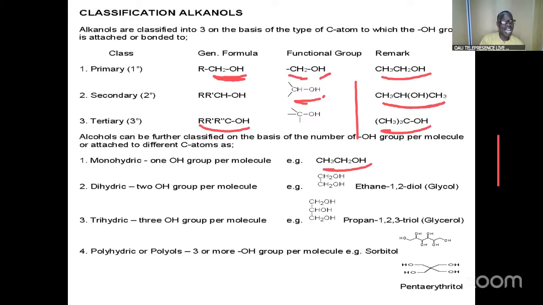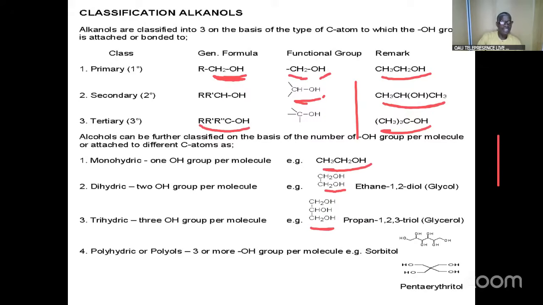For the second one, dihydric alcohol, dihydric means two hydroxy groups are attached per molecule. An example is ethane-1,2-diol, also commonly called glycol. It is a dihydric alcohol because two OH groups are attached to one molecule. The third one is a trihydric alcohol, in which three OH groups are attached per molecule. A very good example is glycerol. Glycerol is propane-1,2,3-triol. So that's an example of a trihydric alcohol.